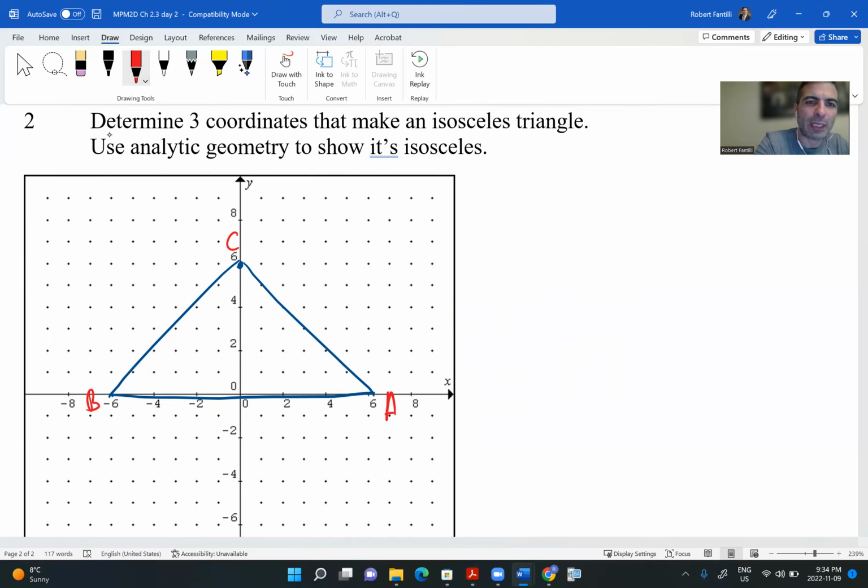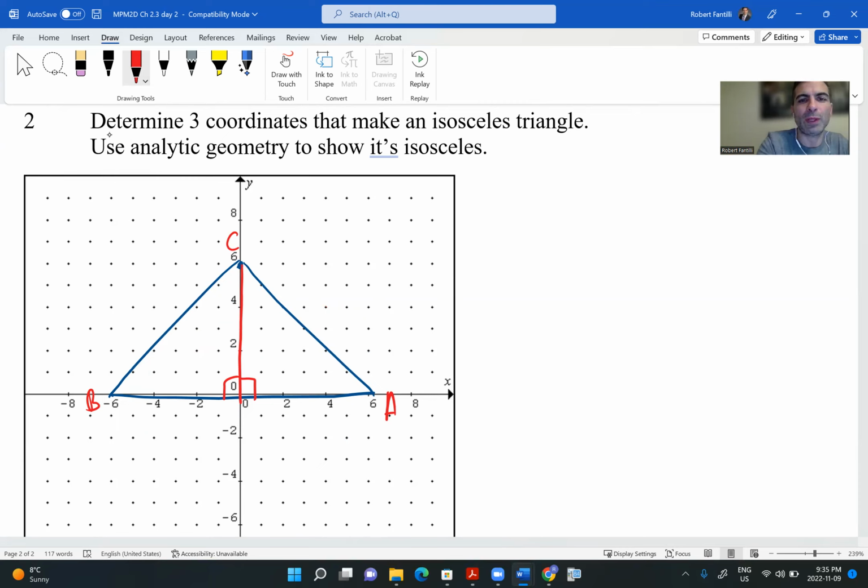If I draw a line down the middle here, technically that's a median, right? If I draw a median here, I know that I've now created 2 right triangles. And if I use the Pythagorean theorem, then I should be able to prove that this side equals this side. All right, and here's how it would go.